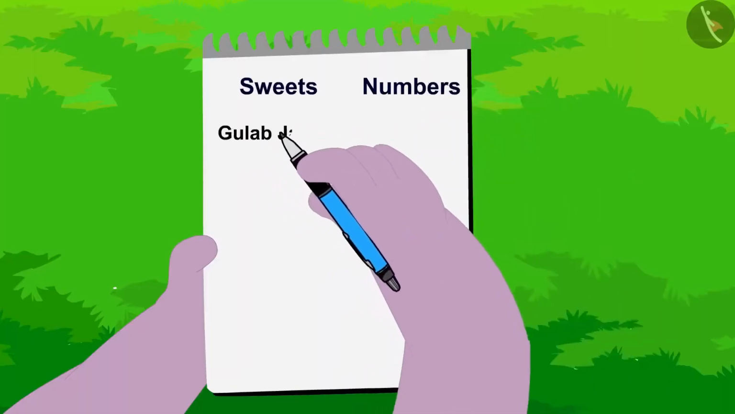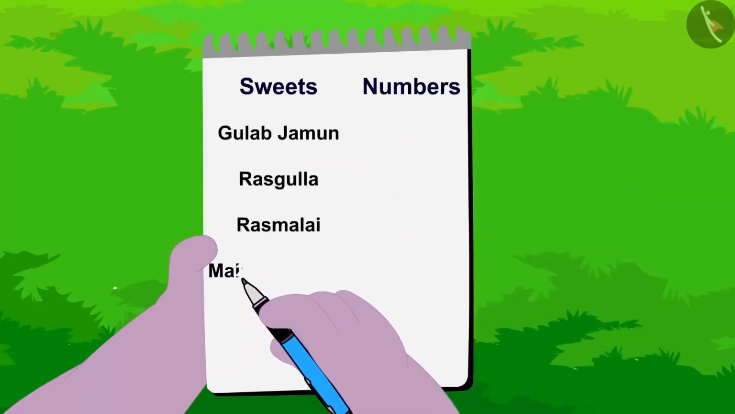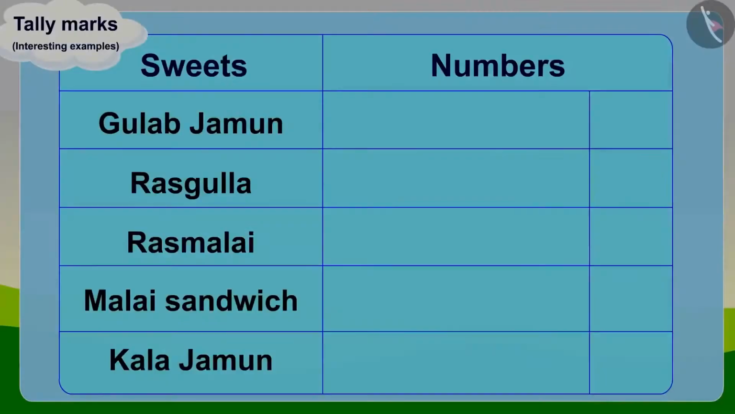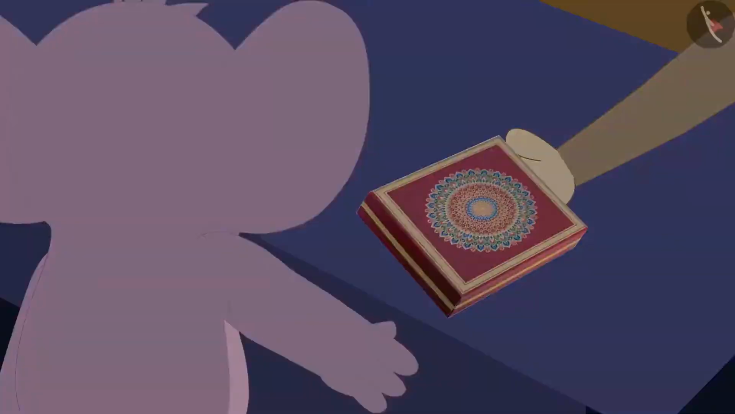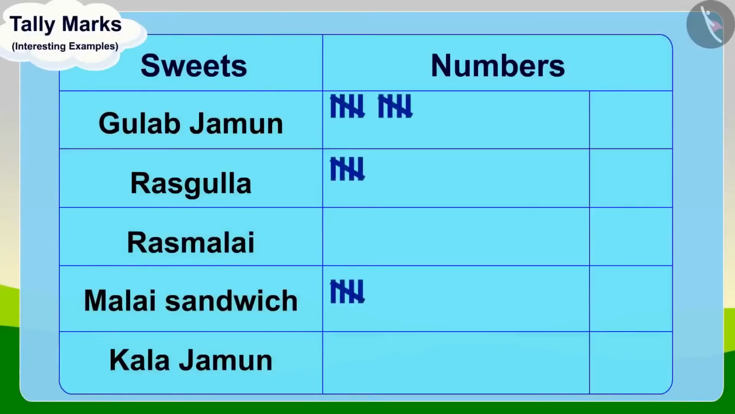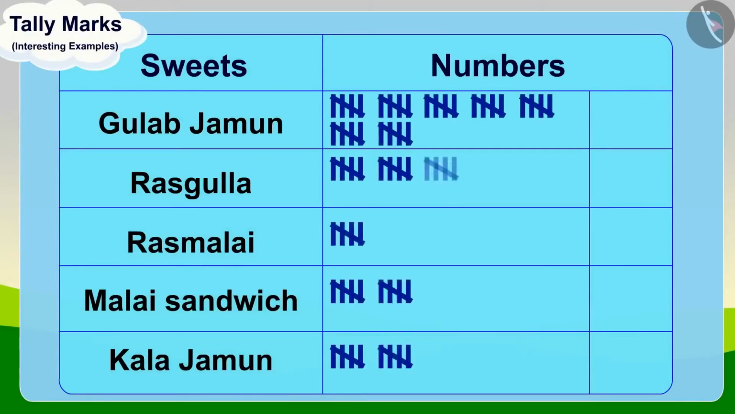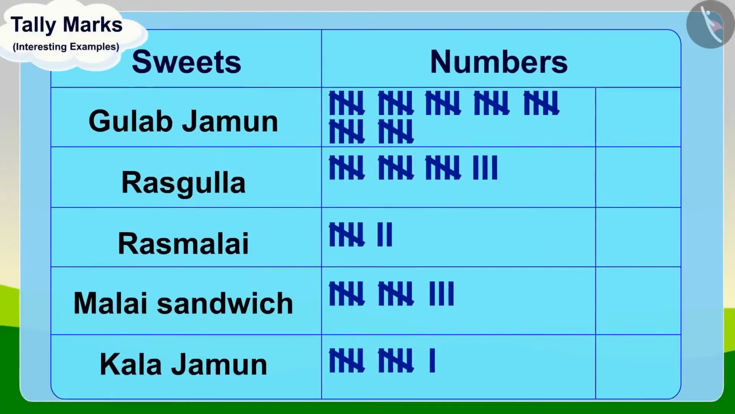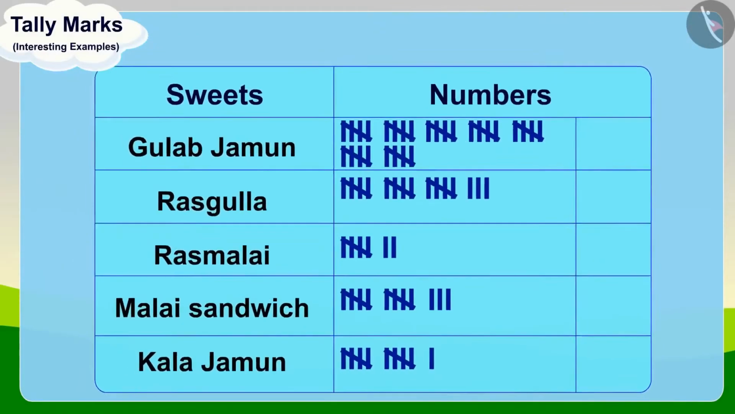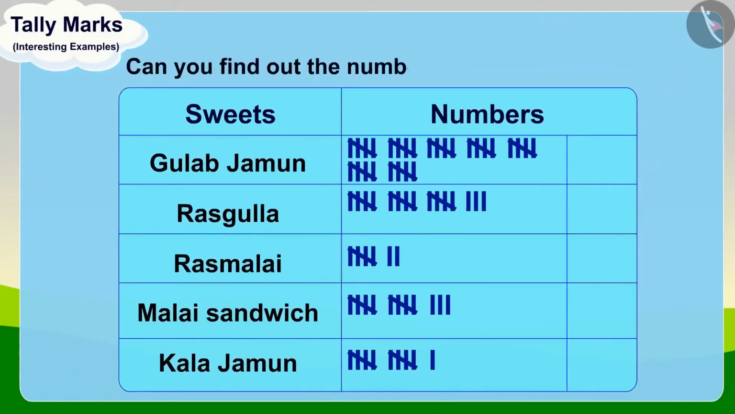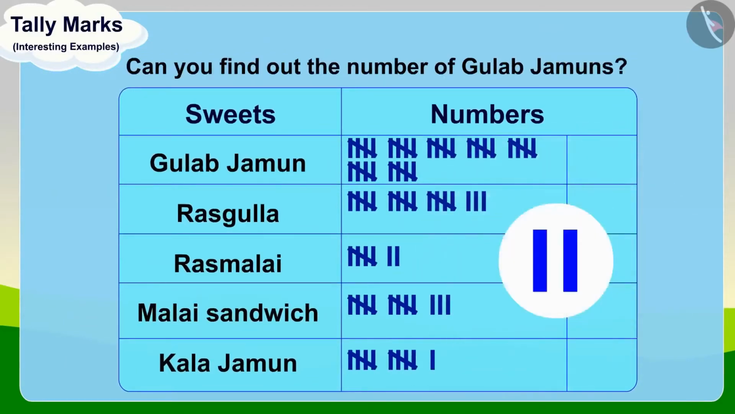He immediately put the names of all the sweets sold in his shop in such a table. As his sweets were sold, he continued to make tally marks in front of those sweets. At the end of the day, Appu's table was filled like this. Children, can you find out the number of gulab jamuns written in Appu's table? If you want, you can stop the video and find the answer.